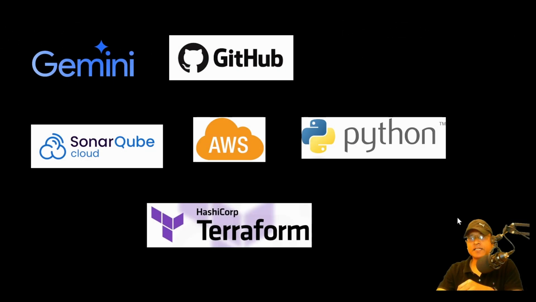Now one important part: a few things we need are a GitHub account, a Gemini API key, and SonarCloud, which is optional but easy to integrate. These are all free. Also an AWS account if you don't have it, Python, and HashiCorp Terraform. You don't need to know how all these things work, the syntax and other stuff. It is all covered in my application, and you can deploy and run your application, and later understand in depth one by one.